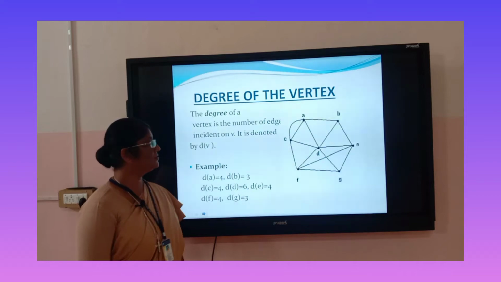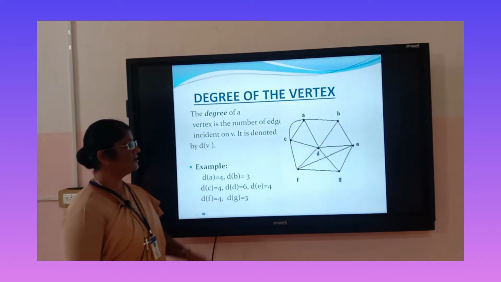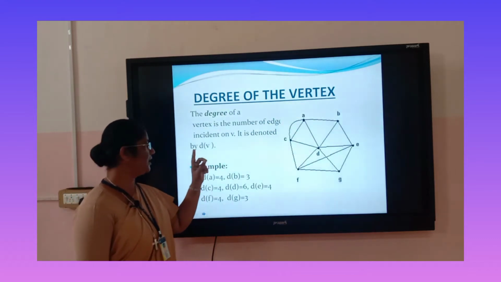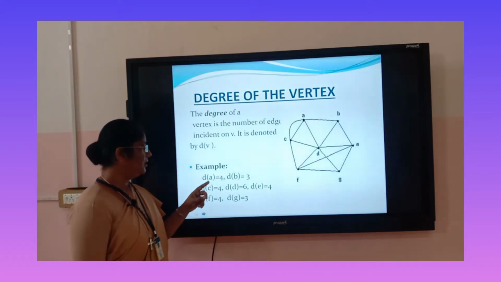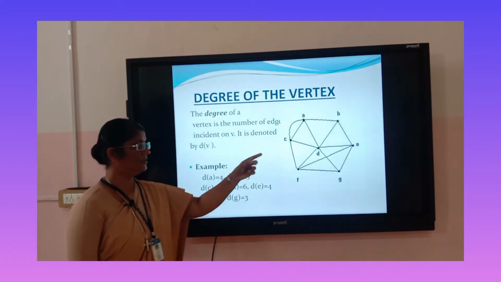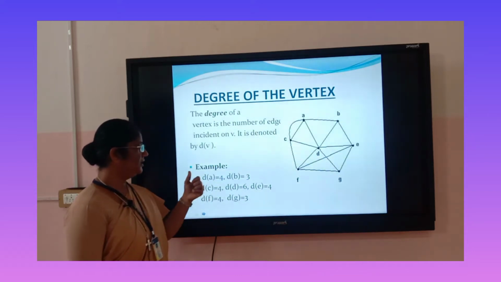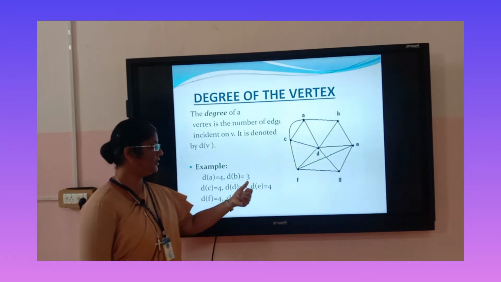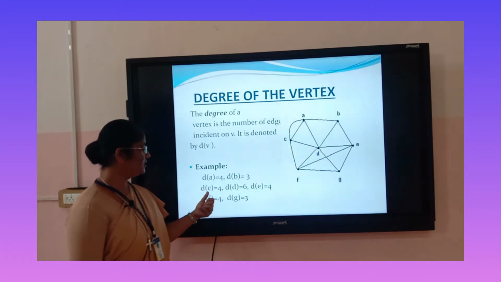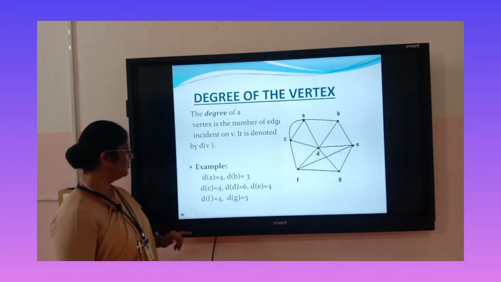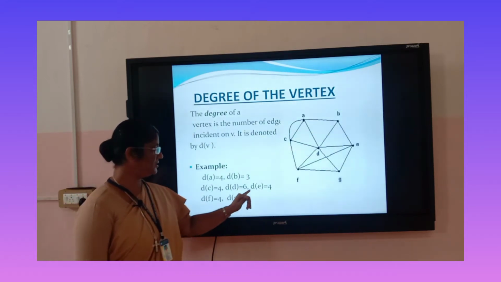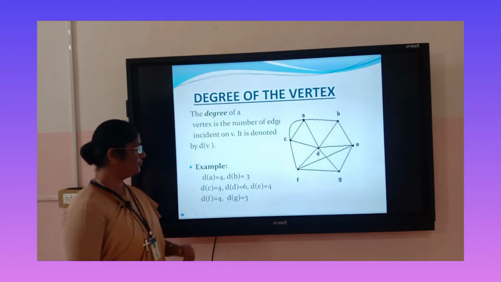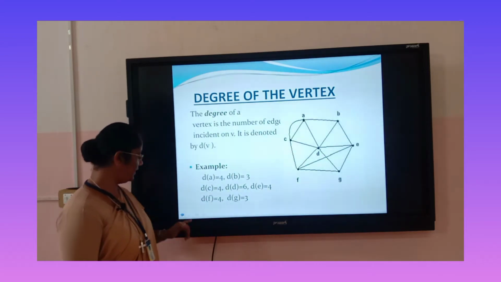Degree of the vertex. The degree of a vertex is the number of edges incident on V. It is denoted by d(V). So for example, if we take this diagram, the degree d(A) = 4, d(B) = 3, d(C) = 4, d(D) = 6, d(E) = 4, d(F) = 4, d(G) = 3.